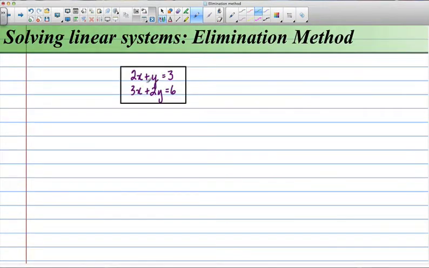Second example is we have y's that could possibly become 0 pairs, but we have 2 pluses. So when we change one of the equations, we need to make one of the y's a negative. So let's multiply both sides by a negative 2. What we have then is negative 4x minus 2y equals minus 6. And we'll keep 3x plus 2y equals 6. We have a negative x and a 0 pair equals 0. So x is equal to 0.